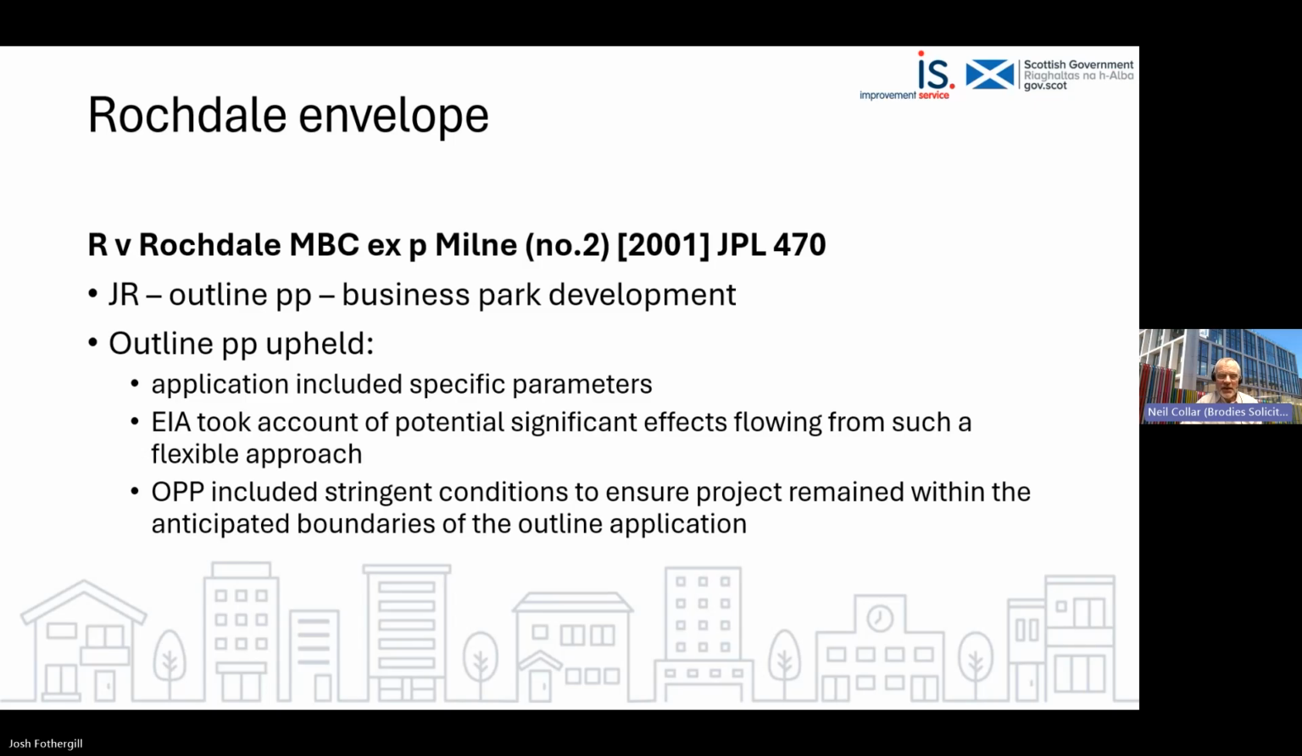As I've set out, it was a business park development with outline planning permission, as it is in England. It's pretty much the same thing as planning permission in principle. And the court upheld the outline planning permission because the application included specific parameters. The EIA took account of potential significant effects flowing from that flexible approach, and the outline planning permission had stringent conditions to ensure the project remained within those anticipated boundaries.